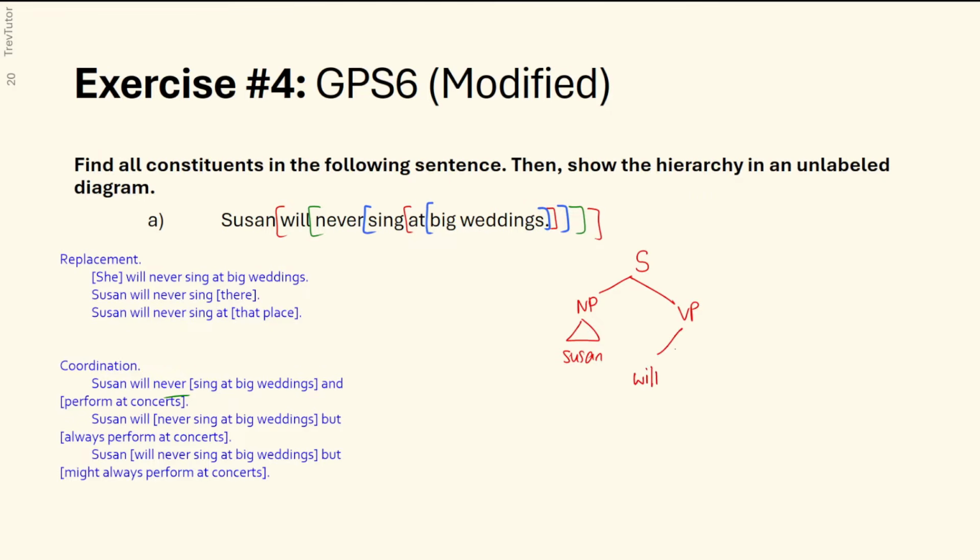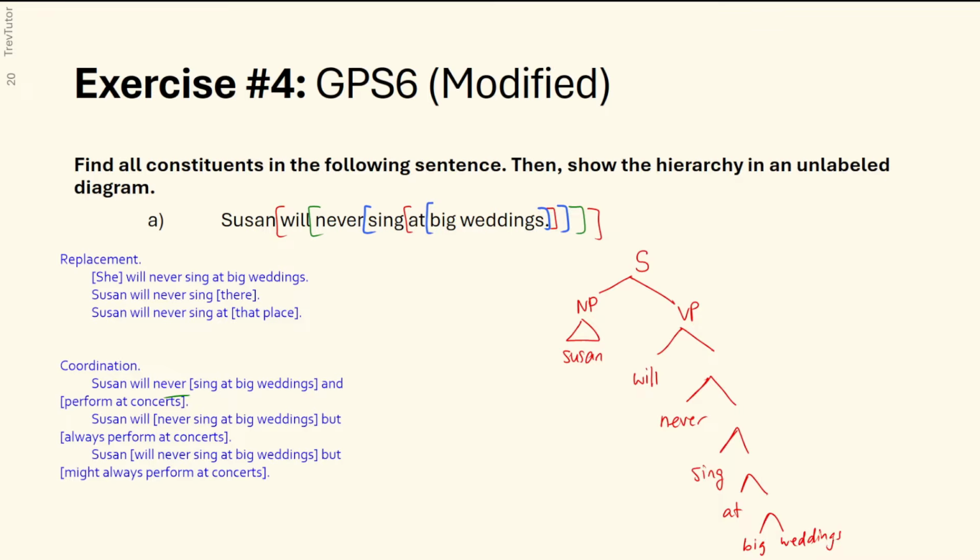We know that will is introducing another constituent. And then that constituent is introducing another constituent starting with never. Then that constituent is starting another one with sing, or sing in this case. Then we have another constituent that starts with at, and another constituent that is big and weddings as a unit.